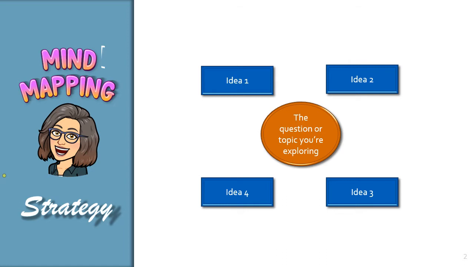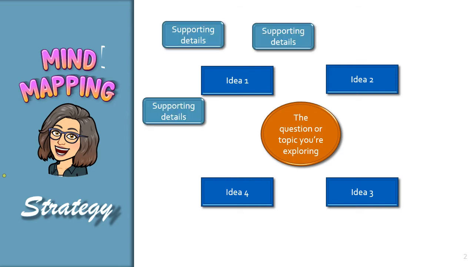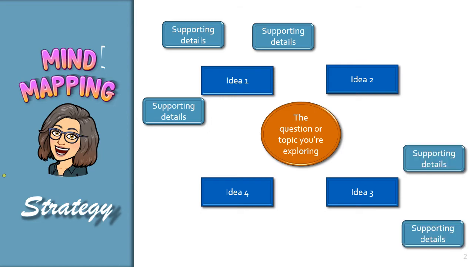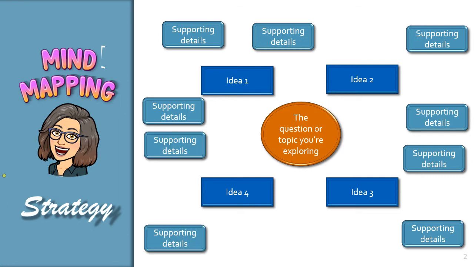Next, now that you've got the big ideas, you'll work hierarchically and move from these more general ideas to more specific ideas, such as supporting ideas or supporting details. Now you could focus on one idea at a time to generate supporting details. You could do it in any order, or you could just brainstorm all the details and connect them up later.